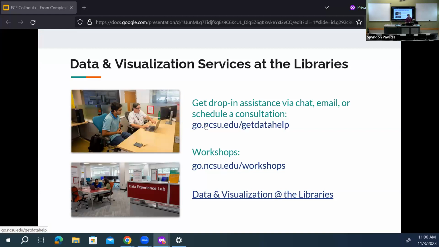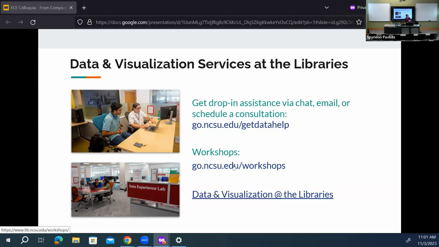So you can get drop-in assistance. There is a chat. You can just do it in person at Hill or Hunt in either of the data spaces or the data experience lab. You can email us or just schedule a consultation. And we also do this virtual. And that is go to ncsu.edu/getdatahelp. So if that's the only thing you take away from this, get data help is how you can get data help.